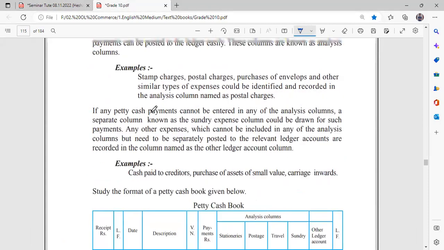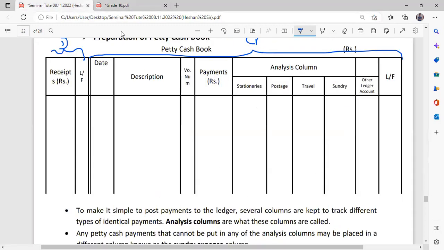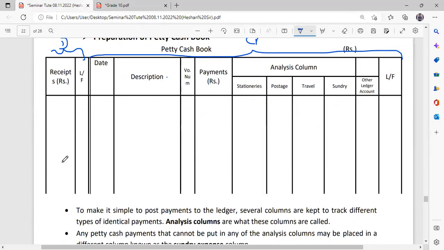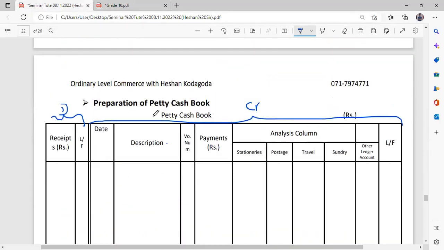If the petty cash payments cannot be entered in any of the analysis columns, a separate column known as the sundry expenses column could be drawn for such payments. Any other expenses which cannot be included in any of the analysis columns but need to be posted separately in the relevant ledger accounts are recorded in the other ledger account column. Okay, right. So I'll explain this as well. Now this is the petty cash. This is the receipt side. This is the payment side, right?